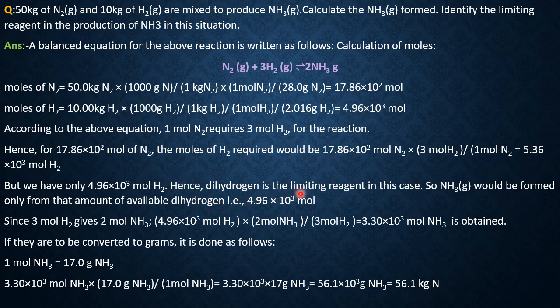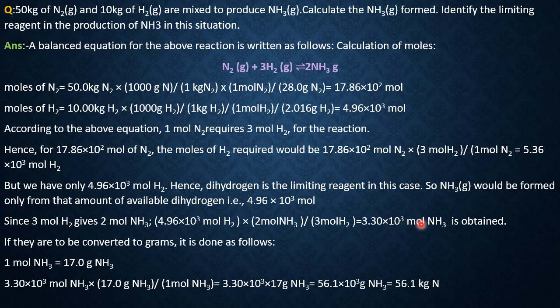If 1 mole of nitrogen and 3 times that of hydrogen are available, then 2 moles of ammonia form. But hydrogen is in less amount, so it is controlling. The ammonia formed depends upon the amount of hydrogen available, 4.96 into 10 to the power 3. That much only ammonia forms. So how much does it form here? Here, 3.30 into 10 to the power 3 moles of ammonia is formed.